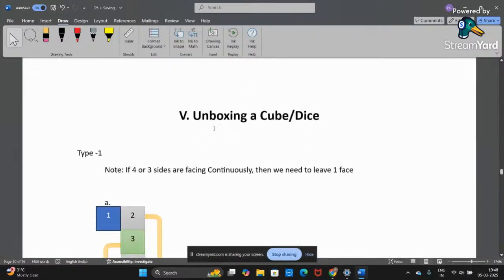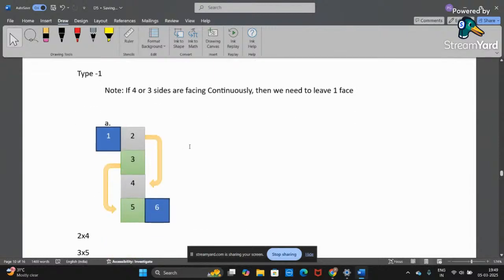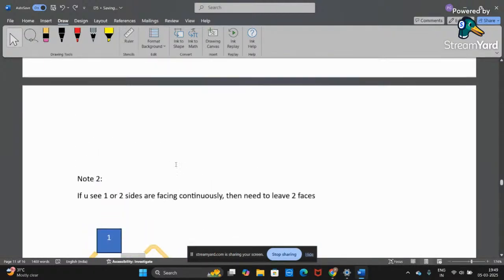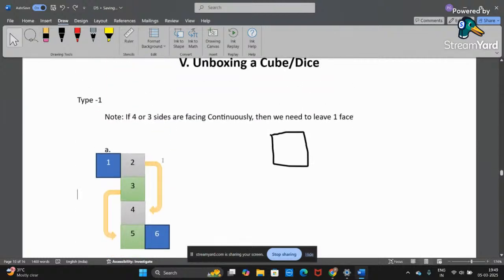That is unfolding a cube or dice. For example, a dice has six faces. We have seen yesterday in probability, right? When we unfold the dice, it somewhat looks like this, and also sometimes like this. So let's make a note: if four or three sides are facing continuously, that means 2, 3, 4, 5 are facing continuously, right? Then at that time we need to leave one face.